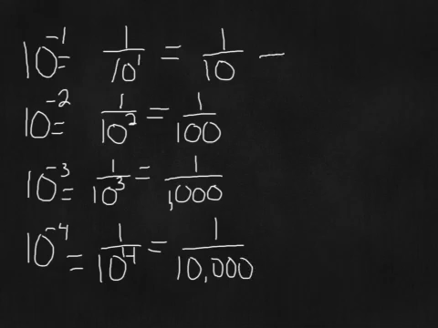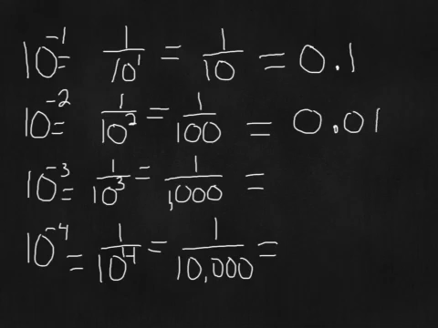Now, we can also write these in decimal form. And 1/10 written as a decimal is 0.1. 1/100th is written as 0.01. 1/1000th, 0.001. And I know you're seeing a pattern here.